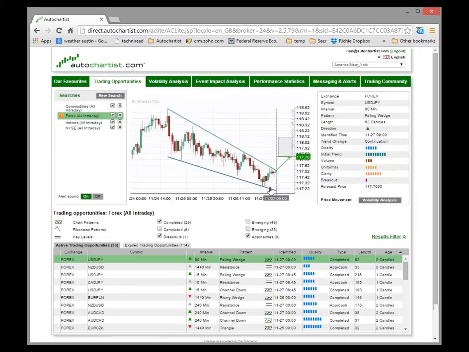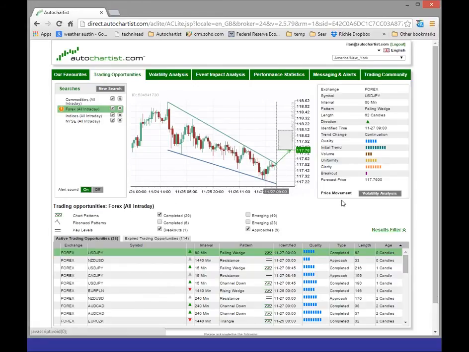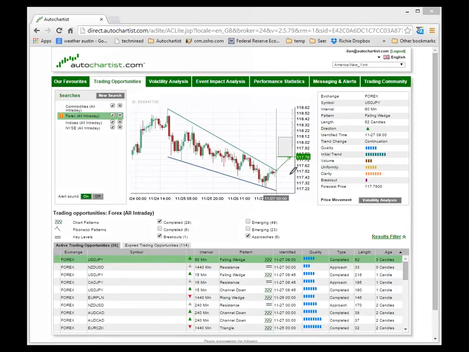Okay, so let me again enable all of those opportunities on which we provide performance statistics. So just to give you all a hint, because sometimes I find there's a difference between what's actually provided on Autochartist versus what people use in their trading.